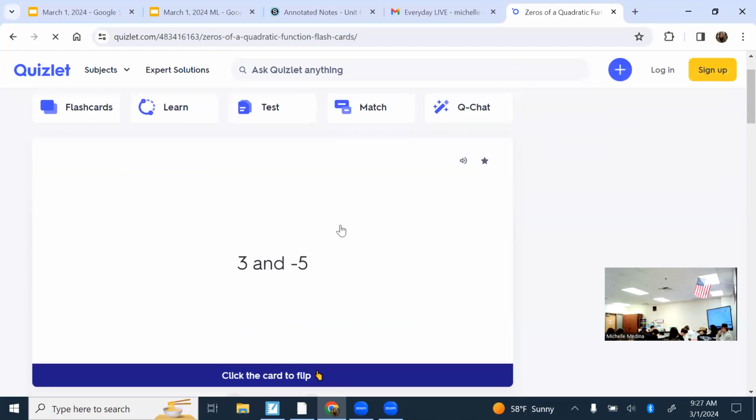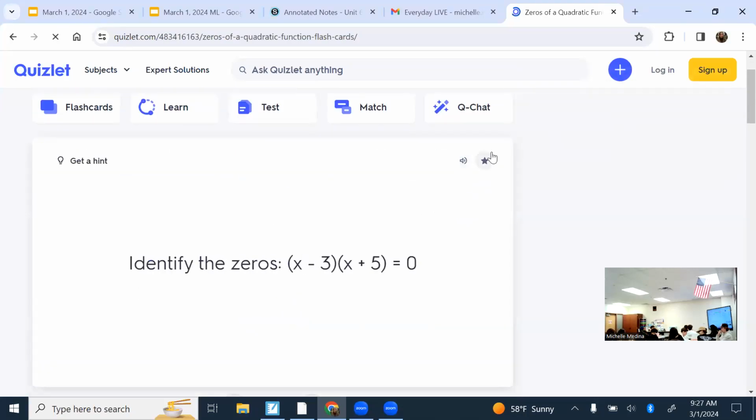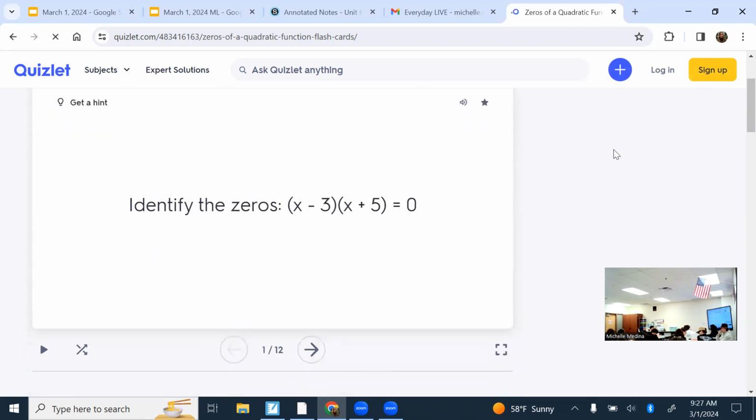So essentially, yesterday's lesson, by the end of it, at least one of the things you were supposed to be able to do was tell me what my x-intercepts would be without graphing it. From the factored form, it's really easy to tell what the x-intercepts are. So here's an example.